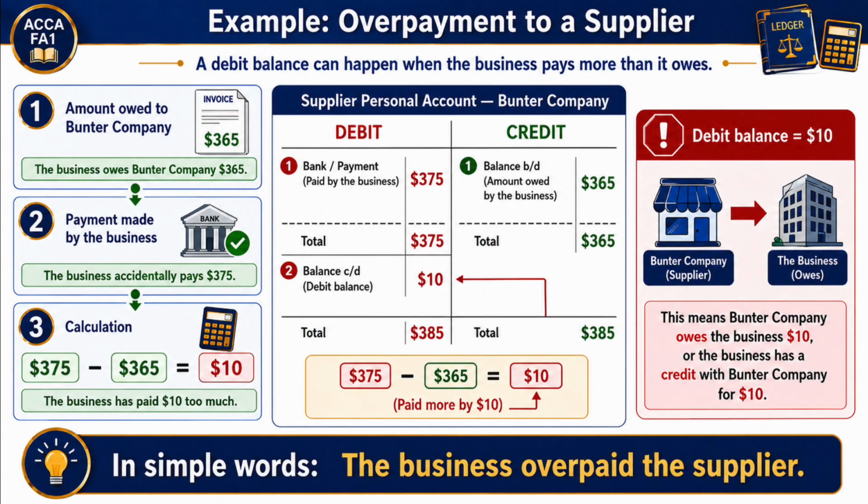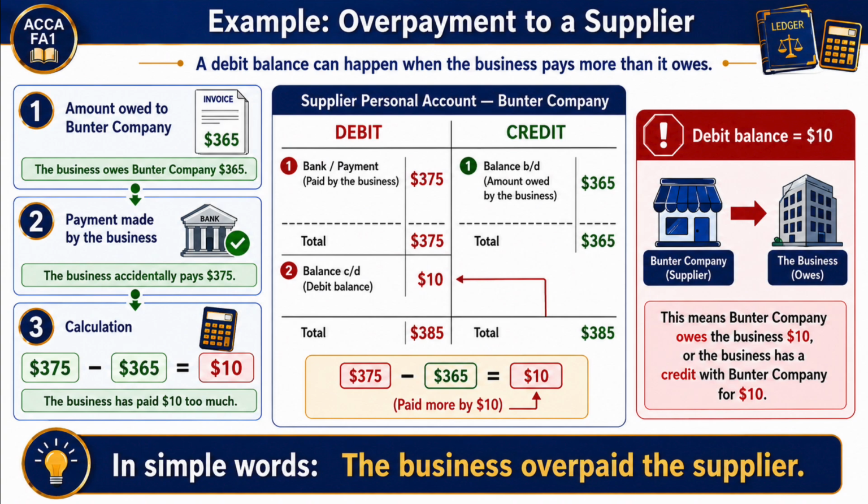Example: overpayment to a supplier. Let us use a simple example. Suppose the business owes Bunter Company $365. Then the business accidentally pays Bunter Company $375. Now let us calculate. $375 minus $365 equals $10. The business has paid $10 too much.